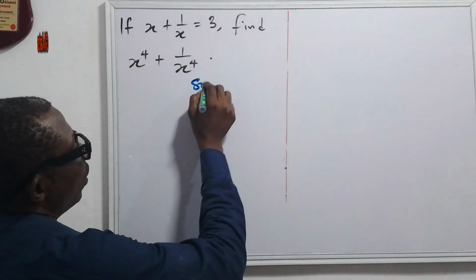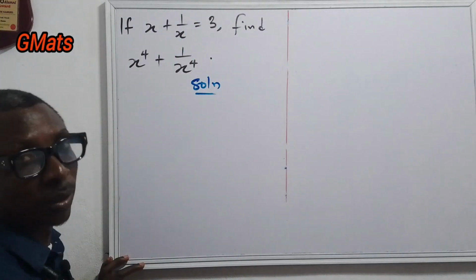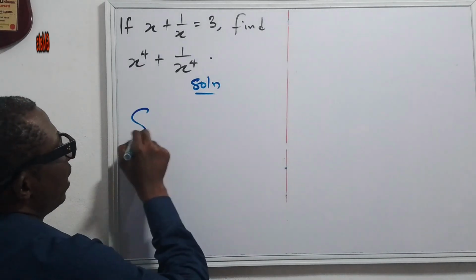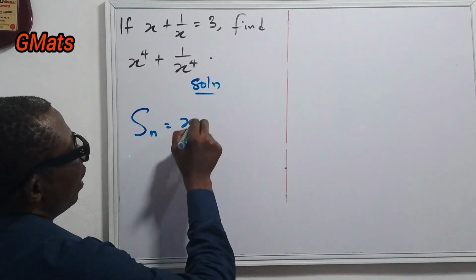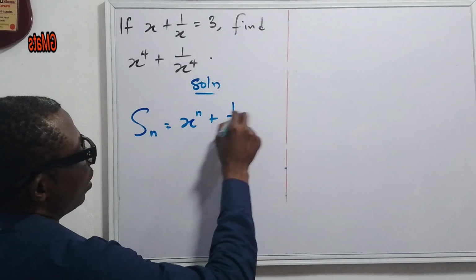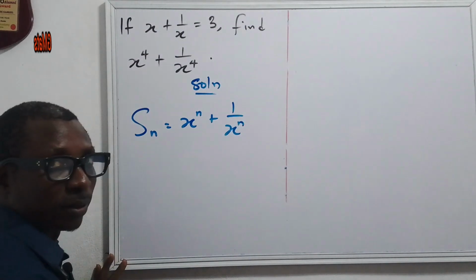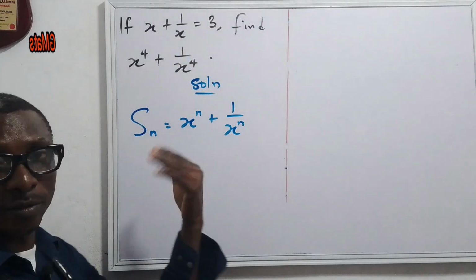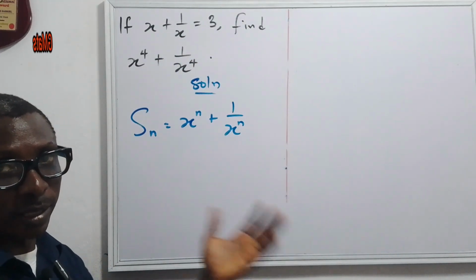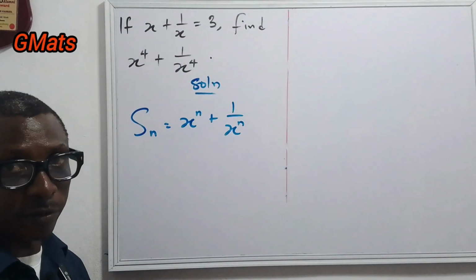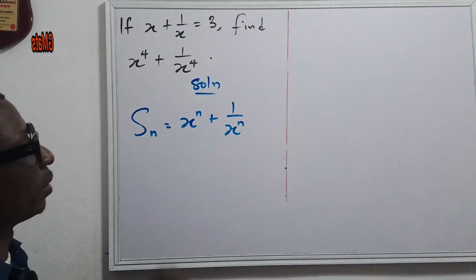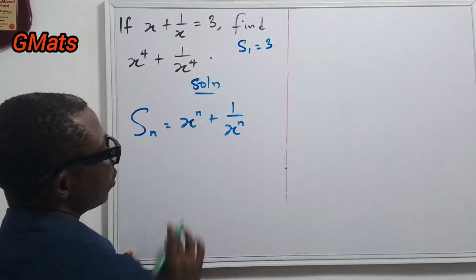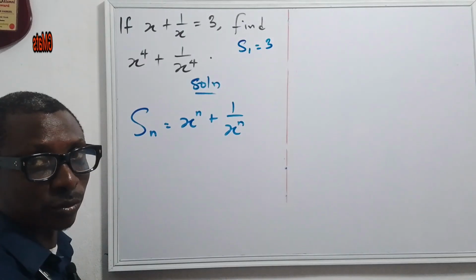All right, now when you study the question, you will see the pattern of the given and what you have to find. So, I will say Sn equals x raised to the power of n plus 1 over x raised to the power of n. So when n is 1, I will have this. So I can generate 4 when n is 2, when n is 3, and 4, which is what we're looking for. So we already have S1. S1 here is 3. Okay, so we need to get S2.